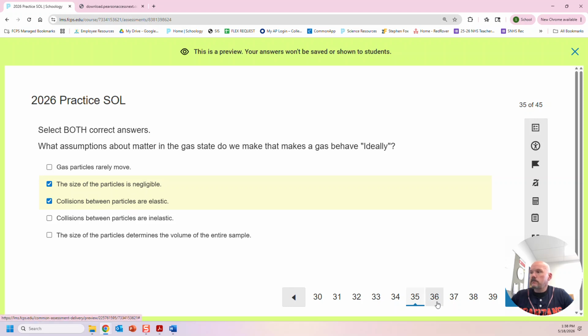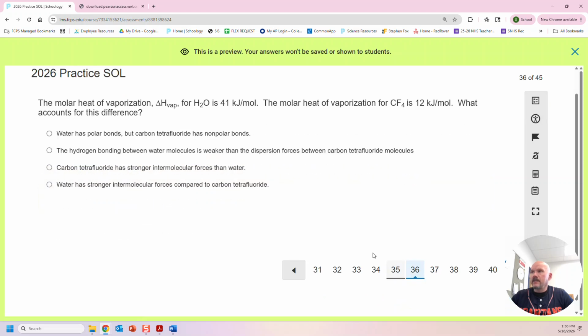All right, on to number 36. So here we have a delta H. Remember, that means change in enthalpy. Now, when it gets a specific subscript, that means for vaporization. So what is this telling me? It's telling us the heat, which is also called enthalpy, the molar heat of vaporization, or you could call it the enthalpy of vaporization. It means the same exact thing. For water it is this. What is that telling you?